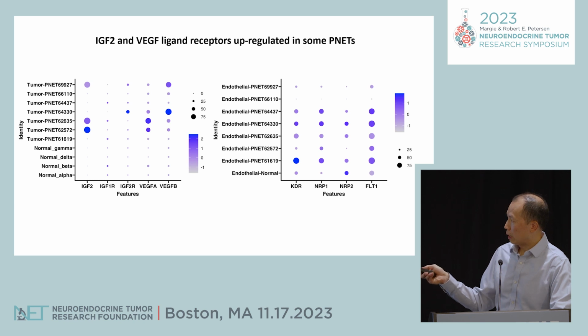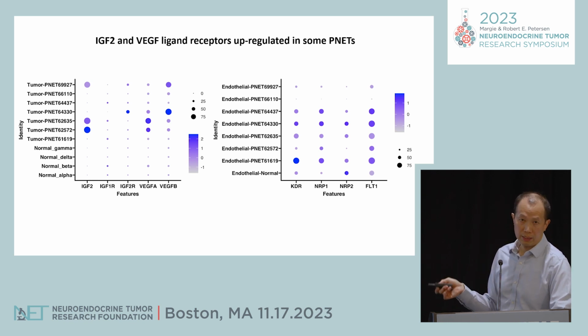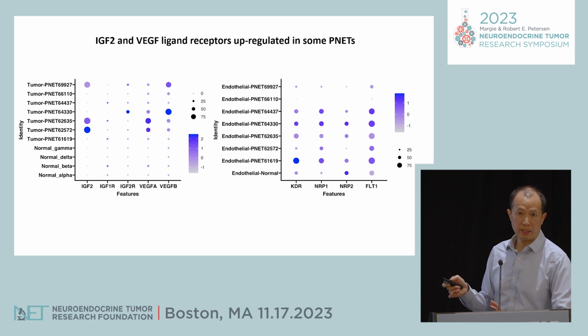Similarly for VEGF-A and VEGF-B. For the endothelial compartment, we can show that there's also a higher expression in the tumors, in the PNET tumors, for the receptors of the VEGF signaling. And these are expressed higher than the endothelial cells that you find in normal tissue.